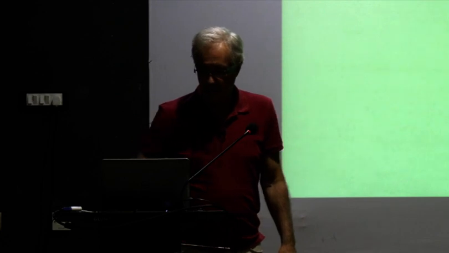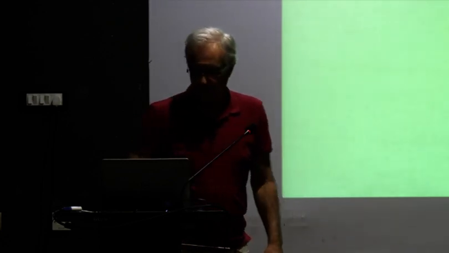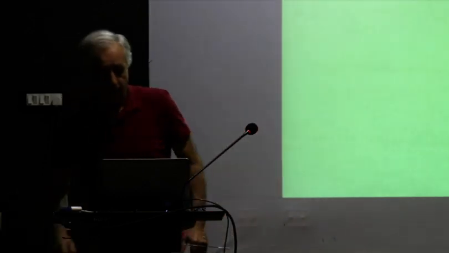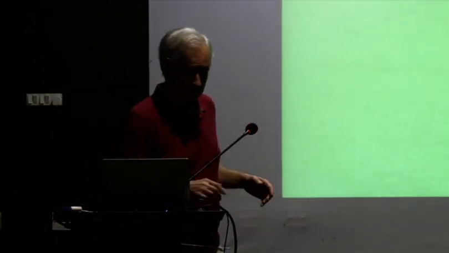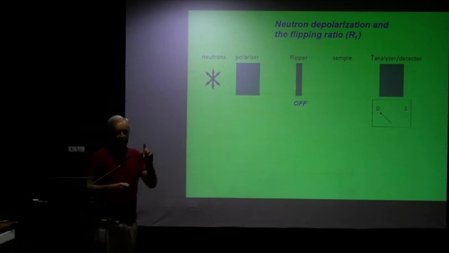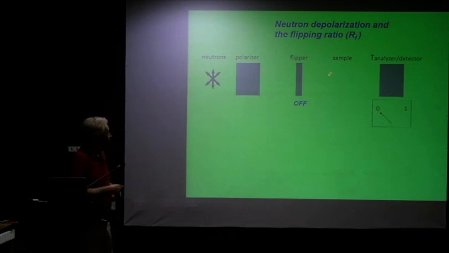So here there is a little animation showing this. We have neutrons coming in from the source. We have a polarizer, and we do indeed have a flipper where we can change the direction of the neutron if we want to. We have a sample or no sample, in this case no sample at the moment, and then we have an analyzer and a detector behind it.